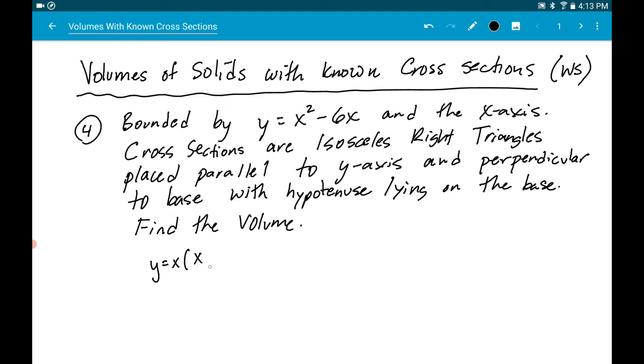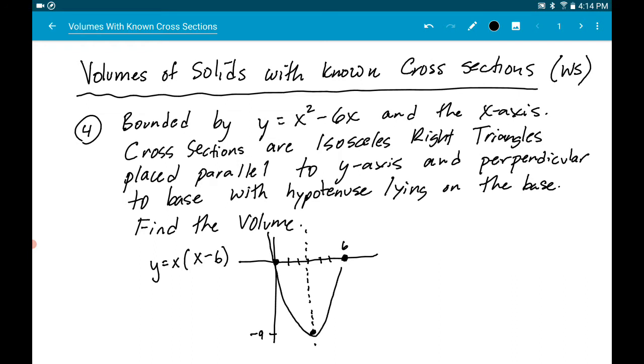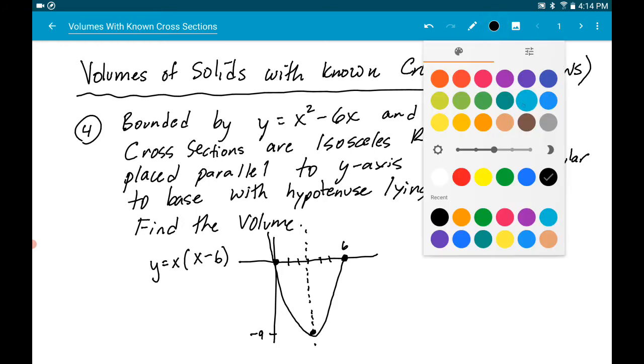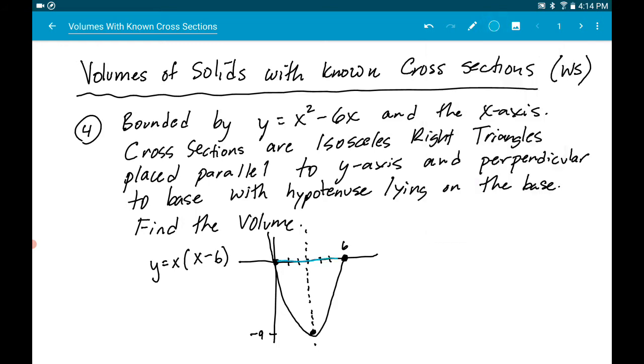If I was just doing this by hand, I would factor it. And what happens is I get an intercept of 0 and an intercept of 6. That means that the axis of symmetry is right through 3. And if I plug in 3, it looks like I get a negative 9. It says that it's bounded by this and the x-axis. So I think I'm going to have a parabola here. And the base that I'm trying to create for this weird object is the perimeter of this. Bounded means that this is the boundary.